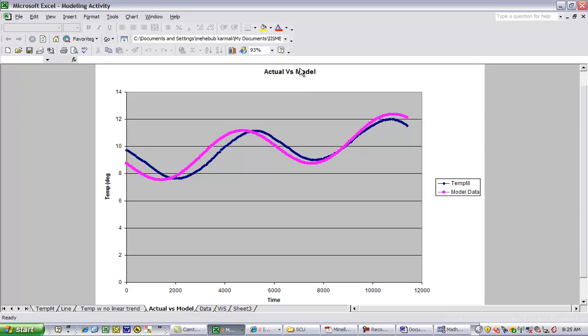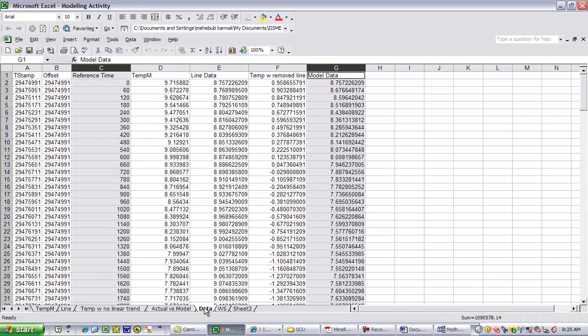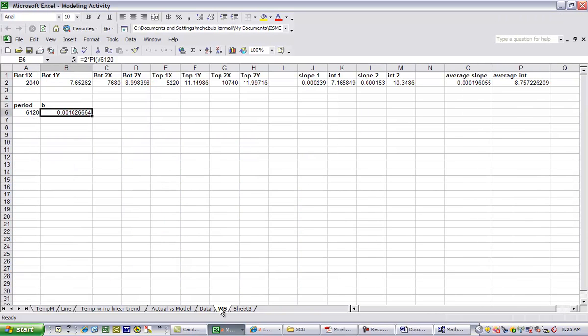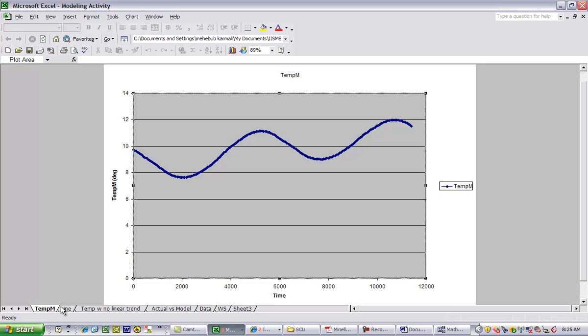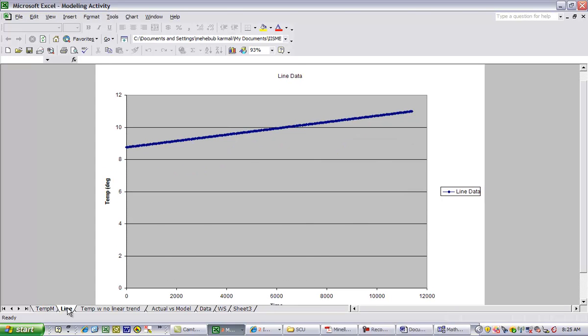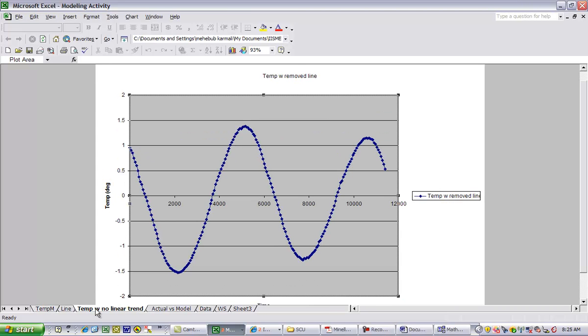My plots are always labeled. My sheets are labeled differently. So here's my data sheet, which is what I started working on. Here's my worksheet where I was doing some scratch work. Here's my first temperature M graph that I just graphed. Here's my line that I generated. My temperature with no linear trend in it, and so on. So I want these sheets to be labeled as you see them here.